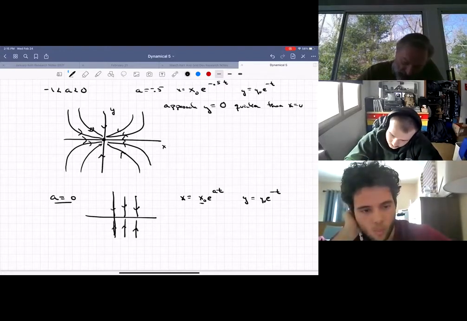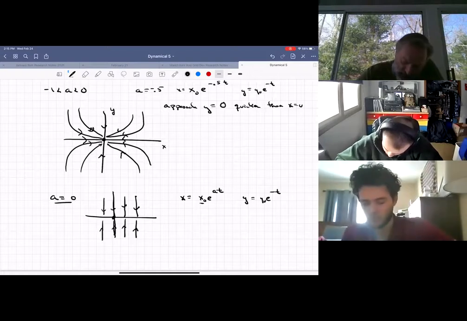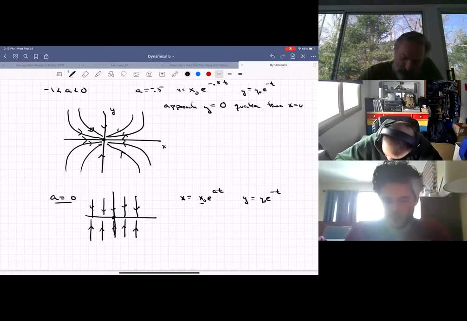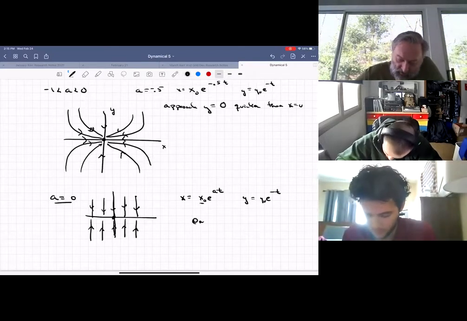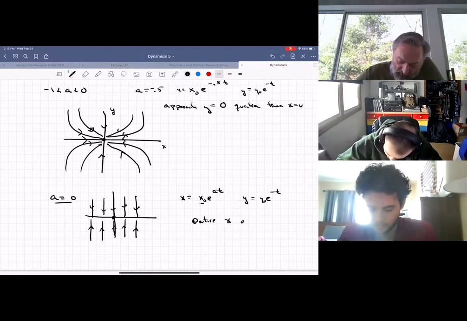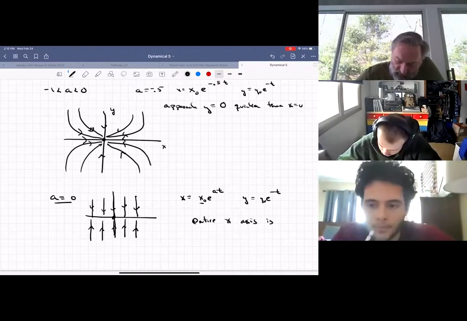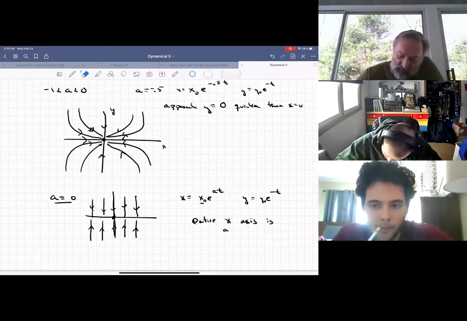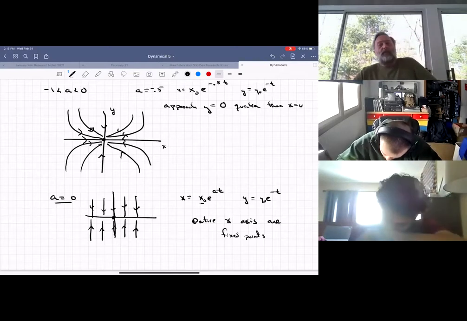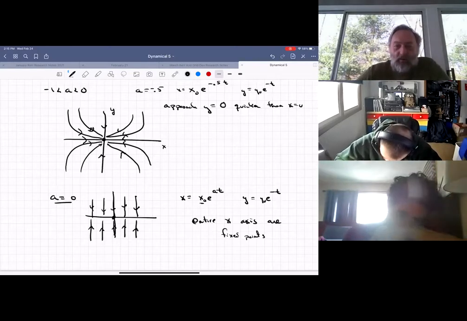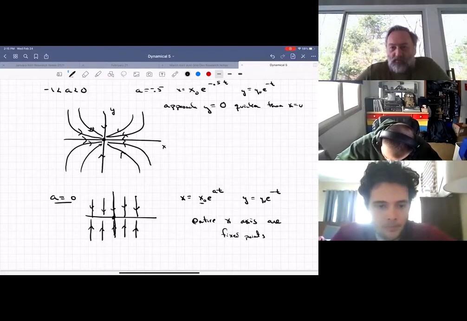And so it's true that the origin is still a fixed point, but the origin is not the only fixed point of this flow. Now the entire x-axis consists of fixed points. See, I have this sort of weird degeneracy, right? So when a is exactly 0, not only is the origin a fixed point, every point along the x-axis is a fixed point.